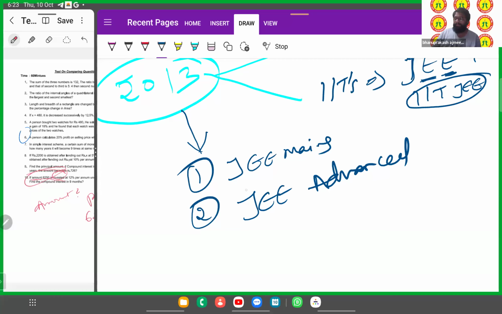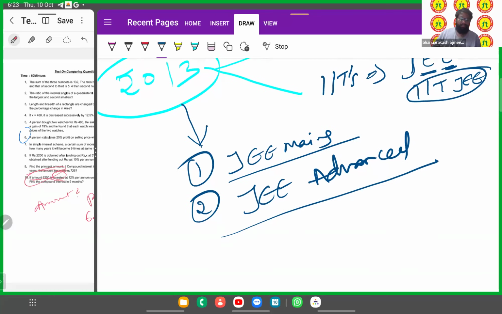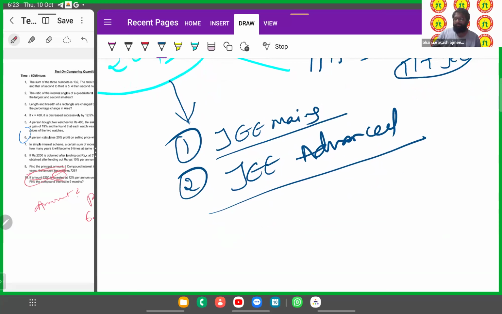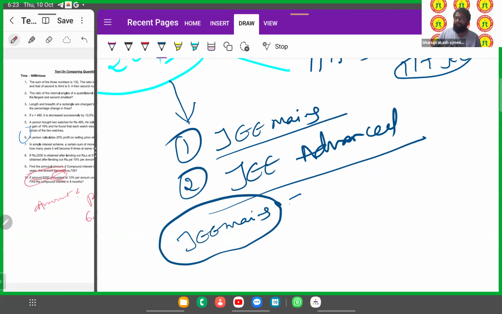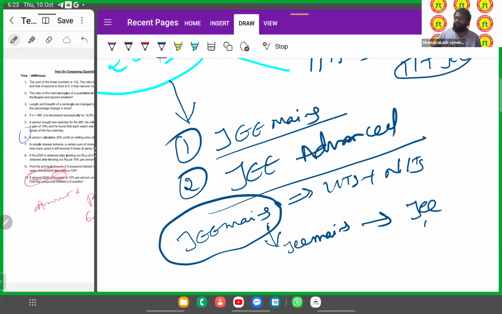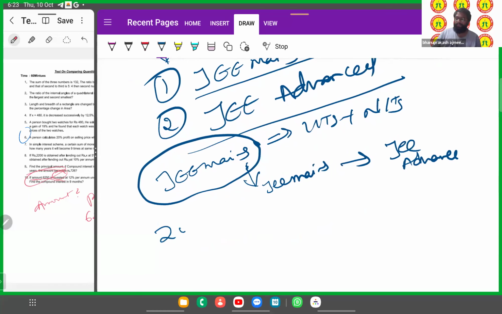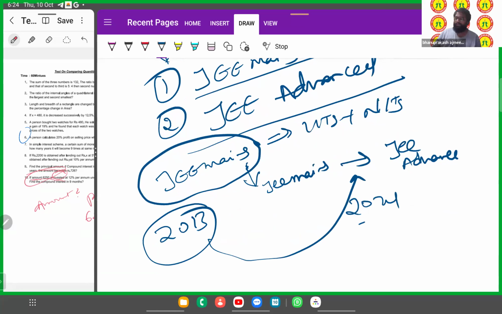So in 2013, what exactly happened is JEE Mains and JEE Advanced are the two steps they introduced. For JEE Mains, everybody who is aspiring to get admission into IITs and NITs will write this examination, and whoever qualifies in JEE Mains will be eligible to write JEE Advanced. This step was introduced in 2013. From then, it is the same process till now, that is 2024.